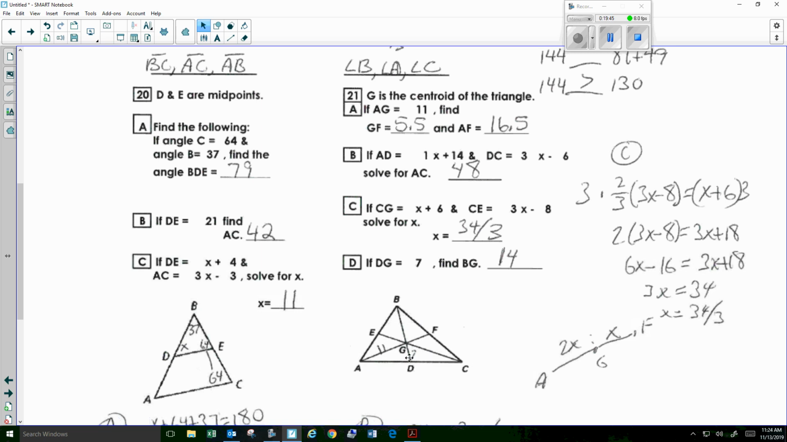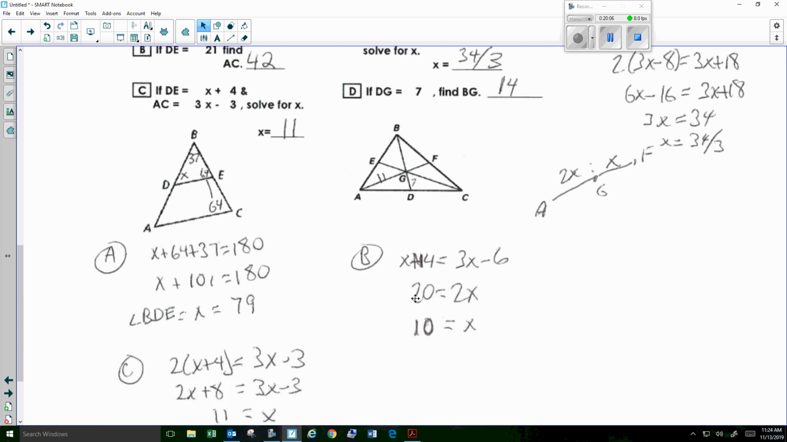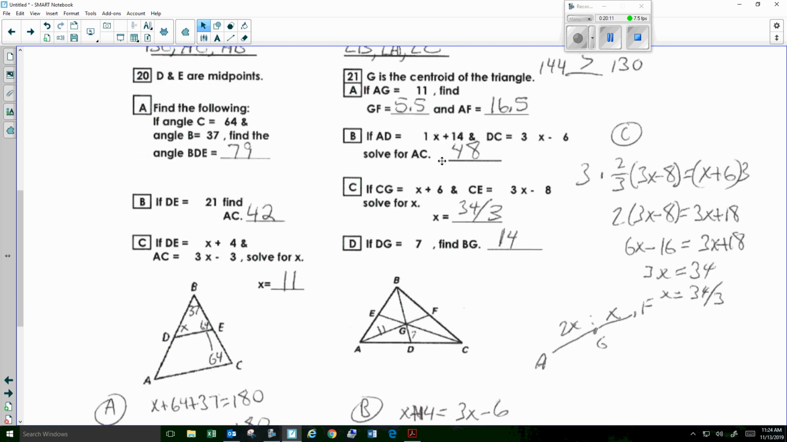If AD is equal to DC, because we know it's a median, which means it goes from the vertex to the midpoint of the opposite side. So AD equals DC. Set them equal to each other. Subtract this across, 2x, add 6 across, 20. 2x equals 20, so x equals 10. I did that work down here. So x equals 10, but go back and read the question.